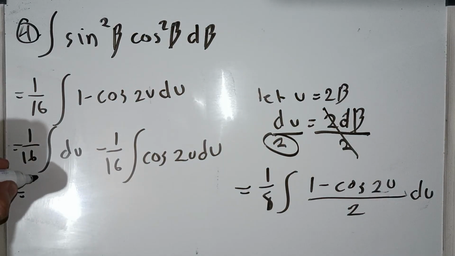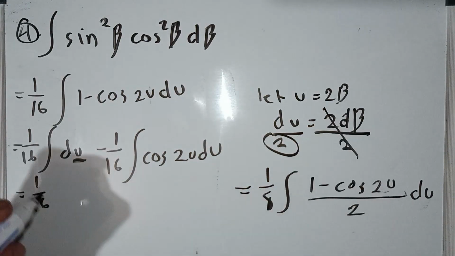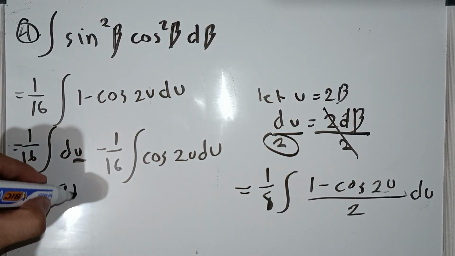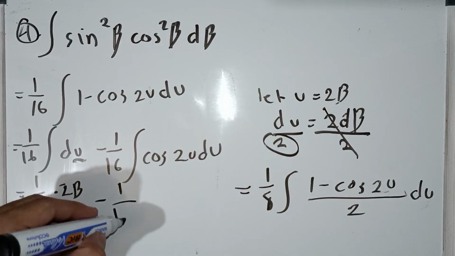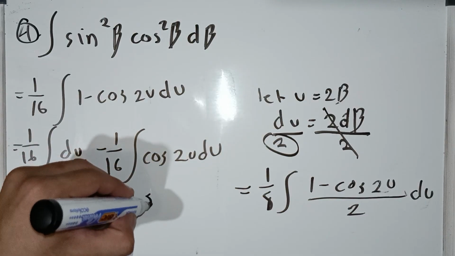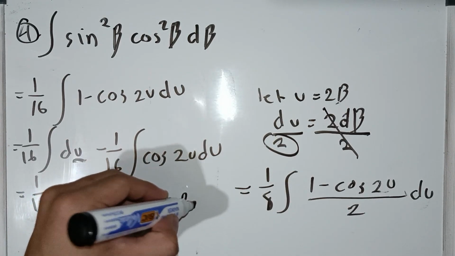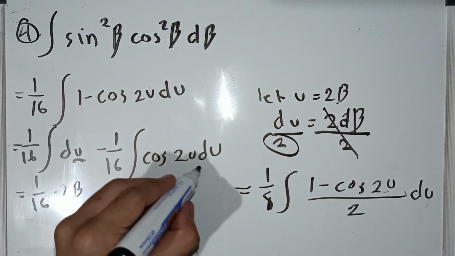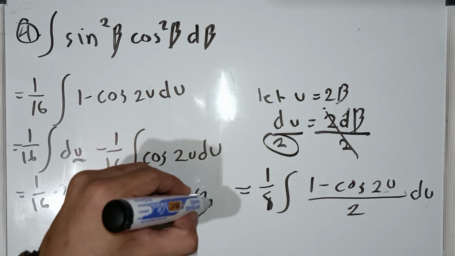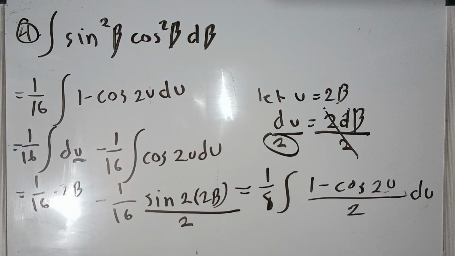So now integrating this, that will become 1 over 16. We have the value of u, which is the 2 beta, so 2 multiplied by 2 beta, minus 1 over 16. So in this part, let's get the integral of cosine, so that is equal to sine, and multiply this by 2, and we have the u, which is equal to 2 beta, so let's write the 2 beta all over 2.